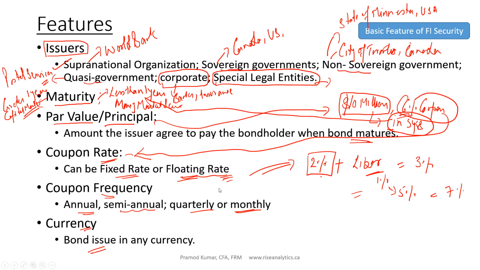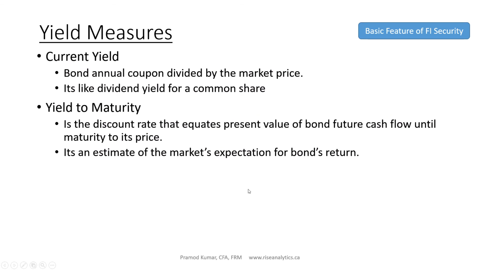Okay, the next important topic here is the yield, right? The yield in this book can be a current yield. If you have already studied the equity section, you will have noticed that there is a dividend yield on a common share. What's the dividend you are getting on a common share? Similarly, in the bond world, it's the bond's annual coupon divided by the market price, so that's the current yield.